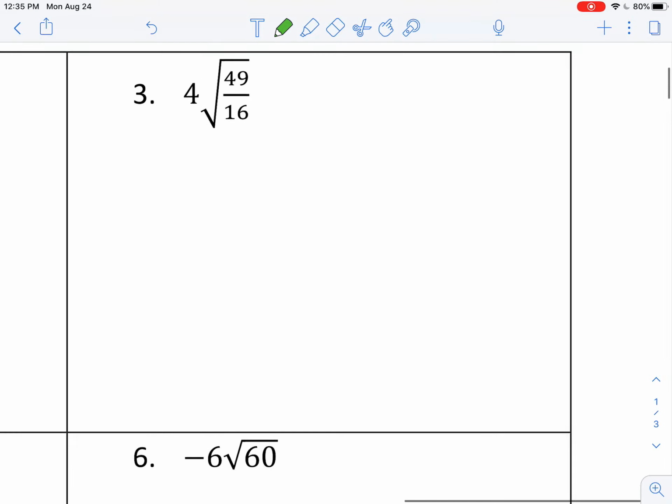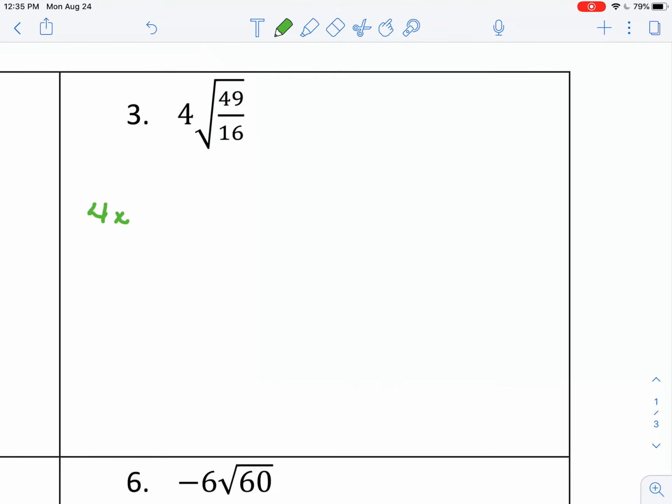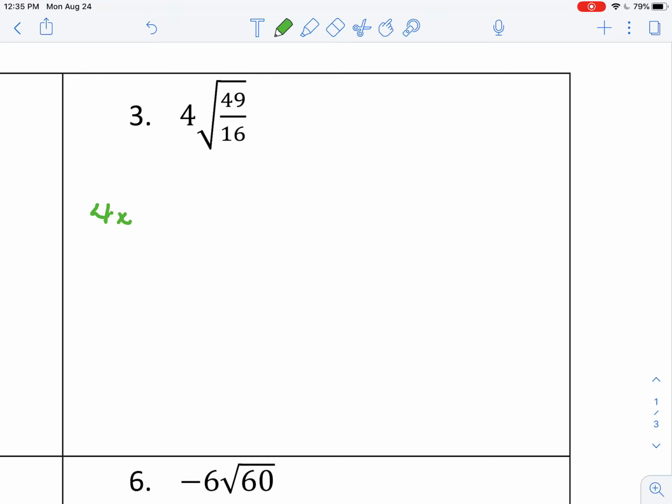Number 3 is really similar. The only difference is this 4 out front. If you think back to your algebra class, if you had a 4x, there's no plus, minus, multiply, or divide symbol in between there. And when you don't see a symbol, you assume that it's multiplication. So this is 4 times whatever the square root of 49 over 16 is. So I'm going to keep the 4 times out front, but I'm going to break apart the fraction. I'll have the square root of 49 in my numerator, the square root of 16 in my denominator. And then I'm going to go ahead and square root.